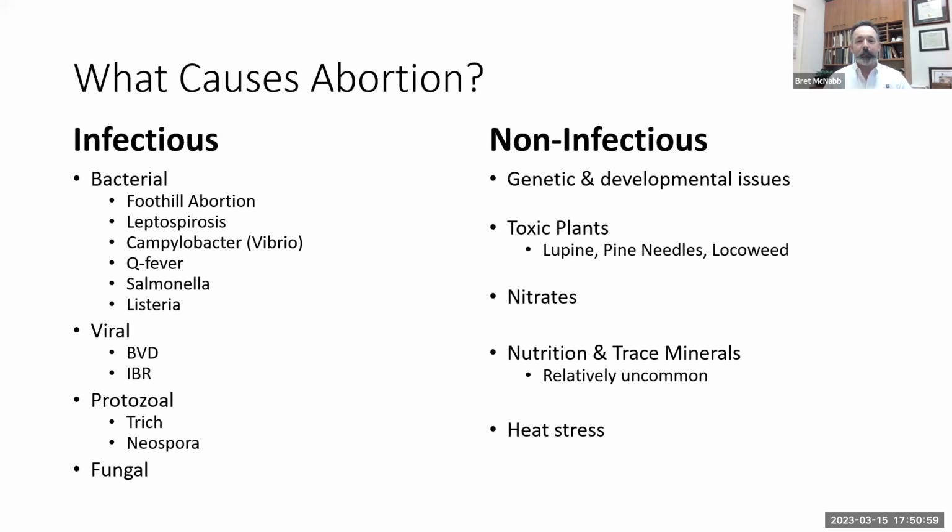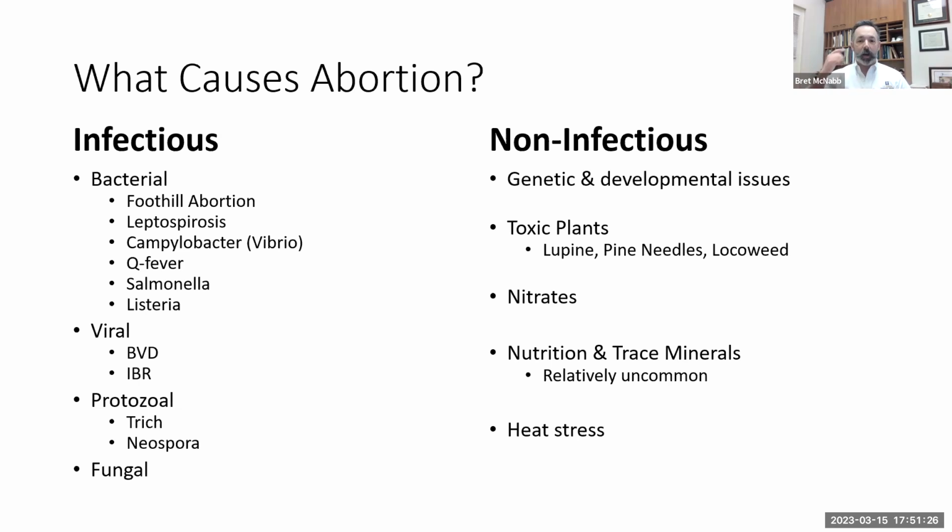On the viral side, the two more common things that we worry about are BVD, bovine viral diarrhea, and IBR. On the protozoa side, things like Trichomonas fetus, or Trich, will be a potential cause of embryonic losses. And then Neospora, which is another protozoa that is not insignificant in California. And then we'll see fungal issues.